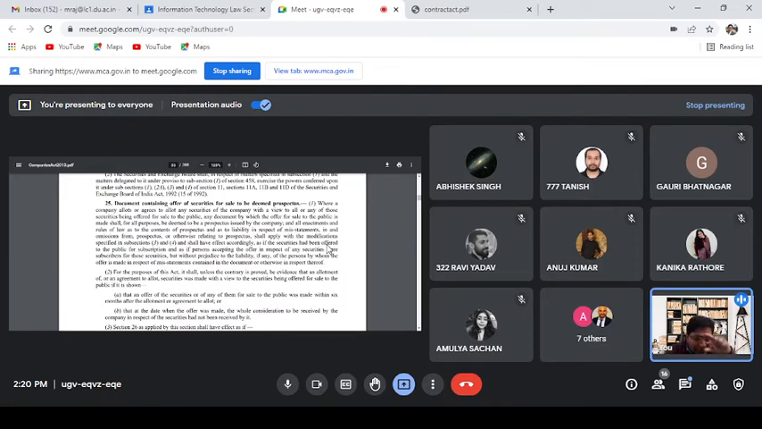So from this first portion of section 25 subsection 1, we have learned that when the company agrees or allots any securities of the company with a view to all or any of those securities being offered for sale, then the document by which this sale to the public is made, that document itself would be a prospectus.